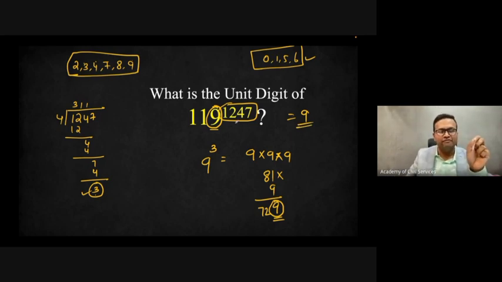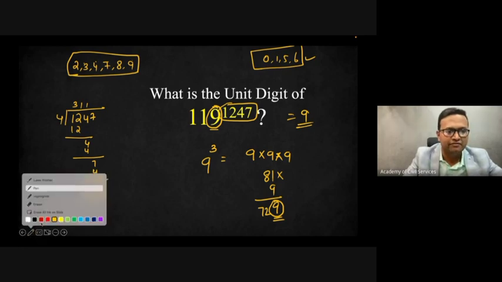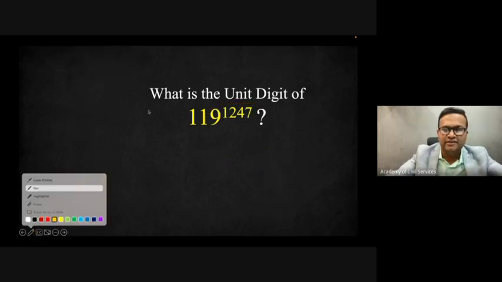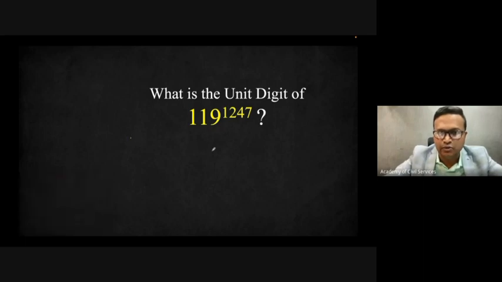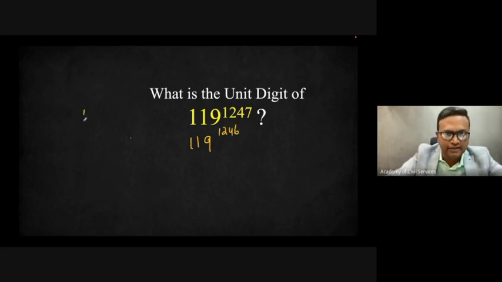But it will not be every time 9. Now imagine if the remainder comes. Now imagine the question was 119 power to 1246. Then you take the 1246 divided by 4, and 3 times 4 is 12, then 4 is 1 times 4 is 4, and 6, 1 times 4 is 4, and 2 is the remainder.